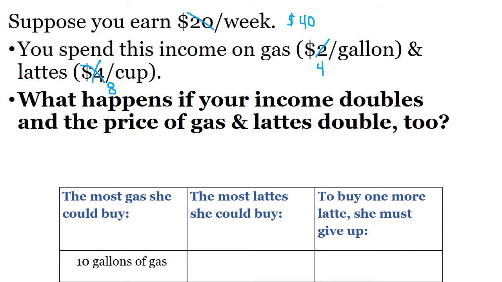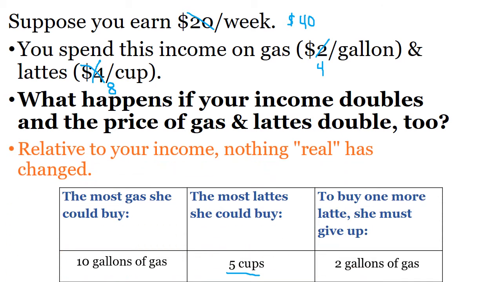The most lattes you could buy. So if all you do is focus on lattes, the maximum amount is 5, because $40 divided by $8 for the cup. And then in order to buy one more latte, you have to give up how much? So if it was 5 cups, and we want that to turn into 1, you would divide both sides by 5, 2 gallons of gas. So compare that chart to the chart that you drew in your notes for when everything wasn't doubled. So has anything actually happened to your ability to purchase gas, your ability to purchase lattes, or the opportunity cost of doing so?